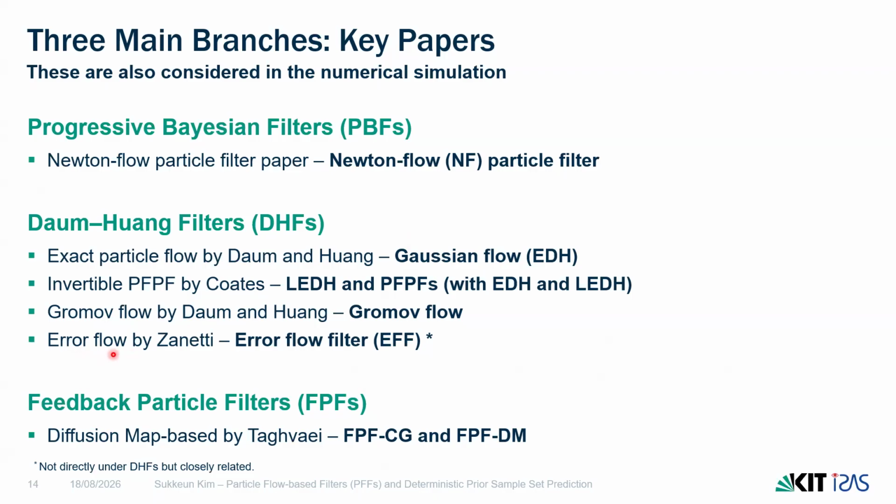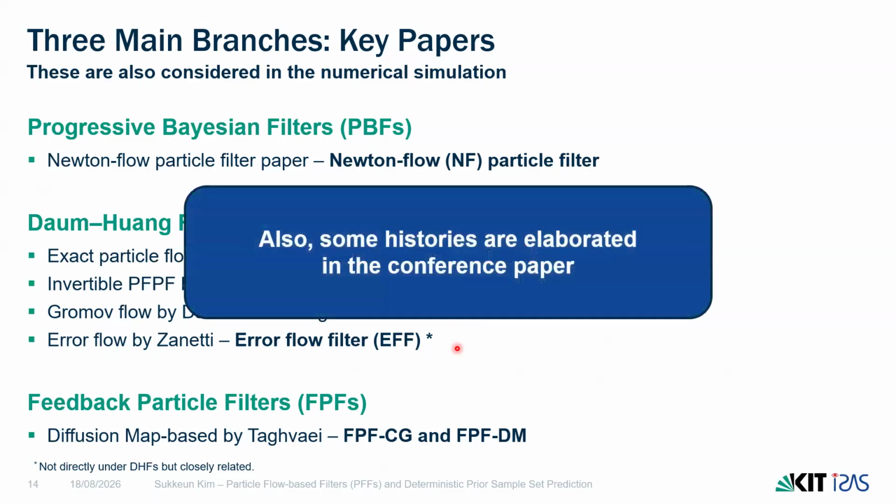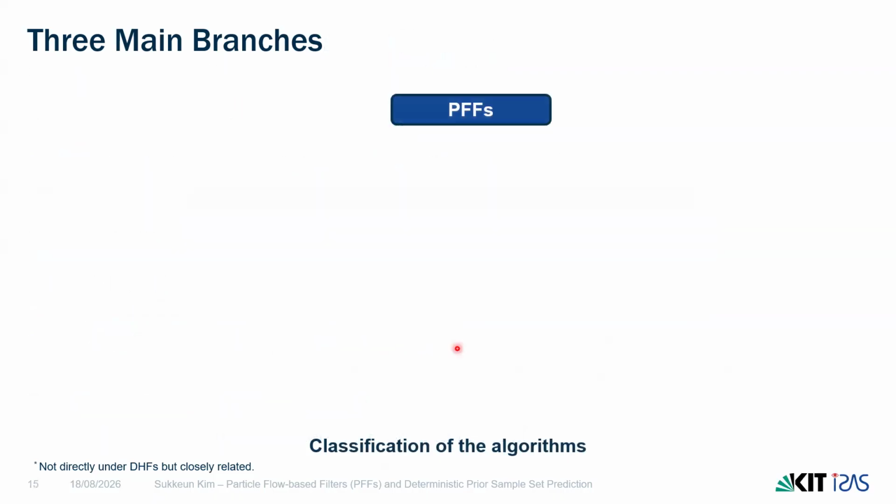And the error flow by Zanetti's group, EFF, is another really important and interesting approach as well. It's from 2025, so it's quite new. And then for the feedback particle filter, there's a diffusion map based one, which is quite interesting, from 2016 or something. Other key milestone papers from each group can be found in the conference paper, and some of the history is elaborated in the conference paper as well.